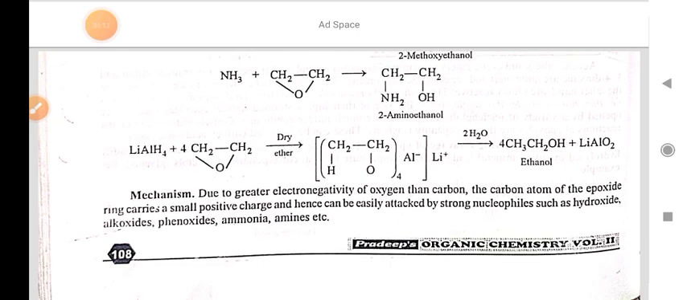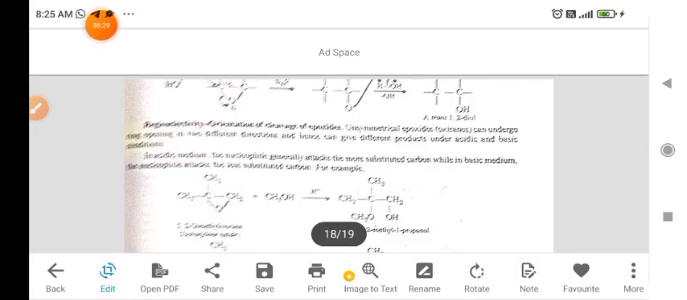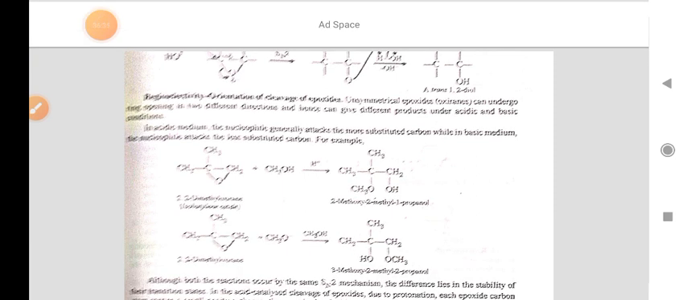Mechanism: due to the greater electronegativity of oxygen than carbon, the carbon atom of the epoxide ring carries a small positive charge and hence can be easily attacked by strong nucleophiles such as hydroxide, alkoxides, phenoxides, ammonia, amines, etc. Regioselectivity: orientation of cleavage of epoxides. Unsymmetrical epoxides can undergo ring opening in two different directions and hence can give different products.